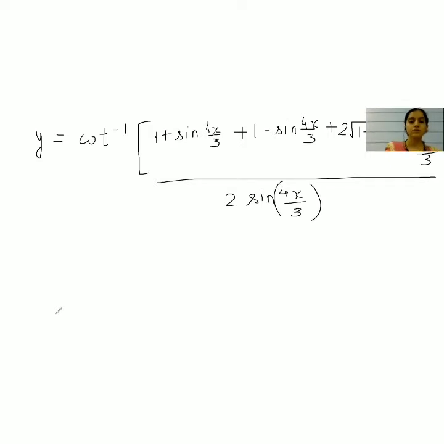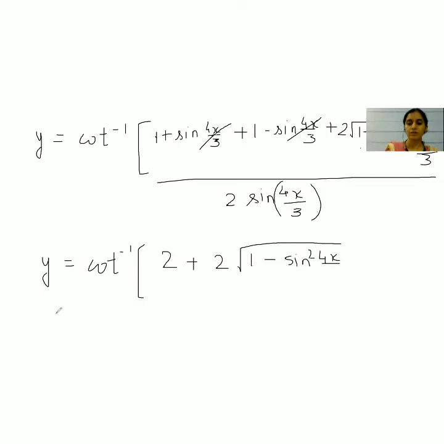Okay, this is your denominator. Now we can write this as y is equal to cot inverse of bracket. Now what all will get cancelled? So the plus sign gets cancelled. We get 2 plus 2 root AB. Now look at A and B. It is in the bracket, 1 plus sine, 1 minus sine. So A plus B, A minus B. So we'll put the root sign and we'll do A square, that is 1 square, minus B square, that is sine square 4x by 3. Okay. And the denominator is 2 sine 4x by 3.